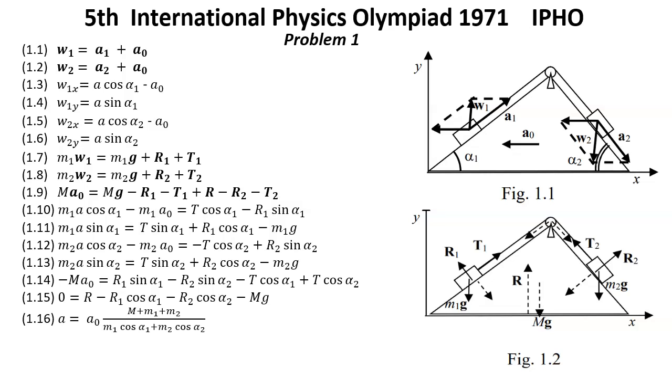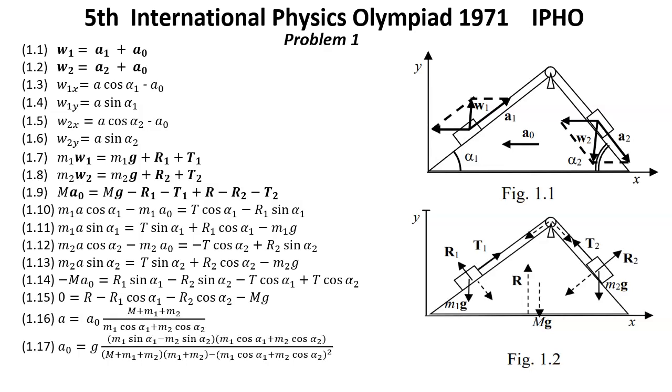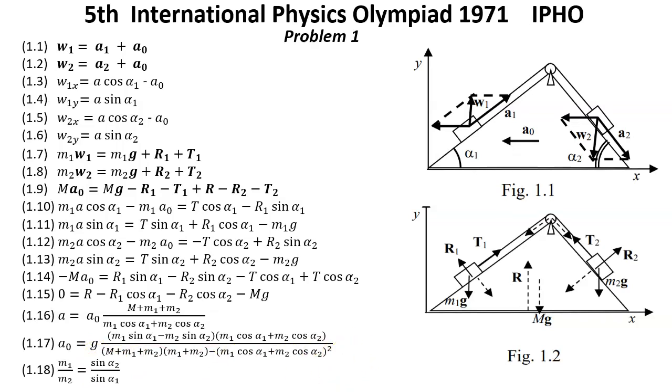After that, the straightforward elimination of the unknown forces gives the final answer for a0. And we have a0 equal g multiplied by this coefficient. And finally it follows from equation 17 that the prism will be in equilibrium, a0 equals 0, if m1 over m2 equals sine alpha 2 over sine alpha 1. So that was a solution for problem number 1.